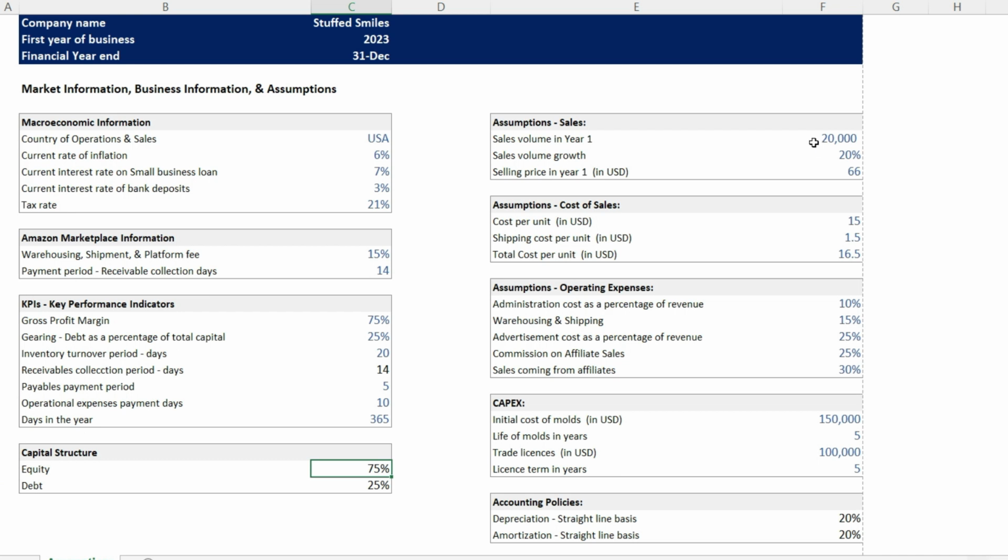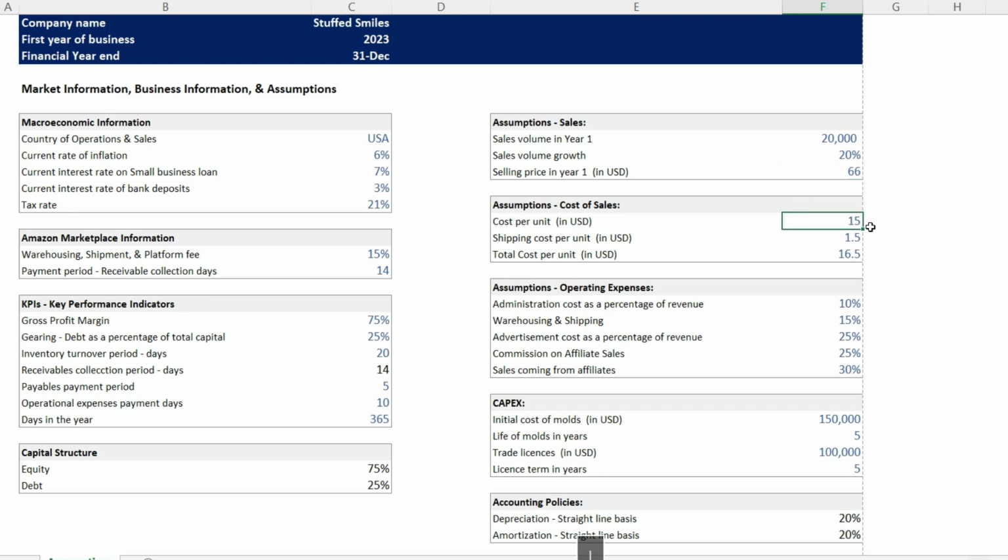Now let us talk about the key business assumptions that have been made by the business owner herself. First of all, she has assumed that she is confident that the sales volume in year 1 is going to be 20,000 units, and she is also confident that she will be able to grow the sales volume at 20% per year. So year on year growth is going to be 20%. And the selling price that she is going to use in year 1 is $66.